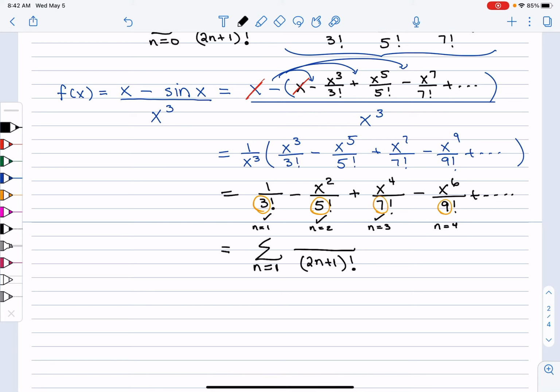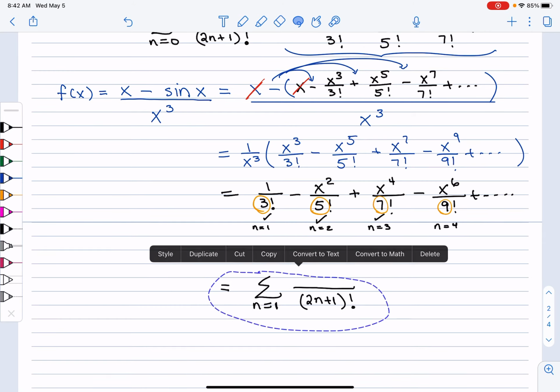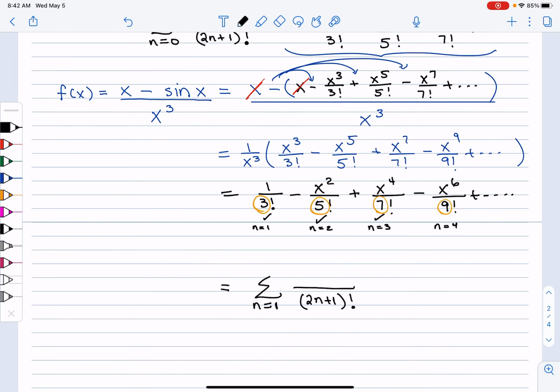I also want you to notice that we have alternating signs. So since we have alternating signs, we know we're going to have negative 1 to the, in this case, since we're starting at 1 and we need the first term to be positive, I'm going to write it down as n plus 1. And then you can, again, plug in the values for n and figure out what you get.